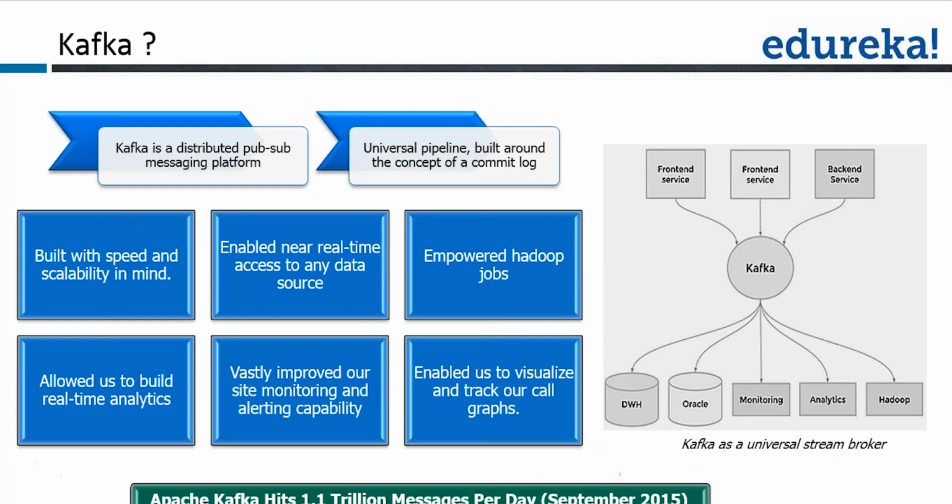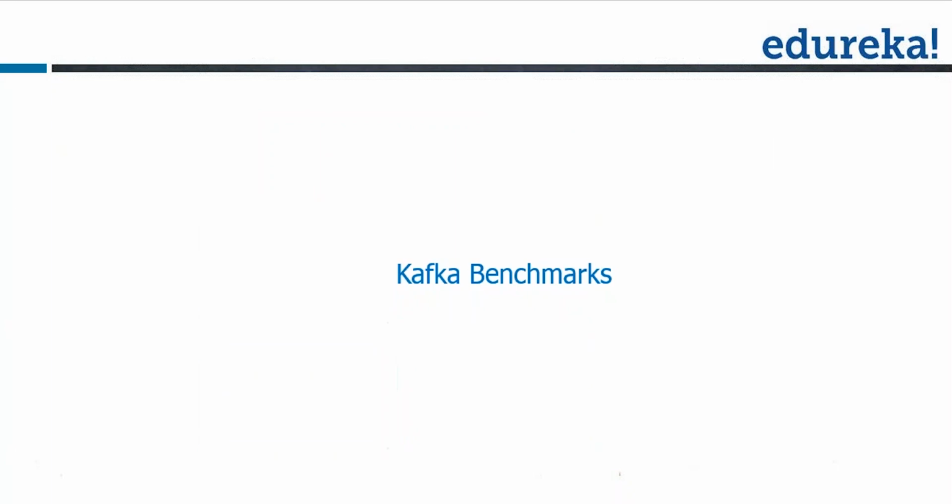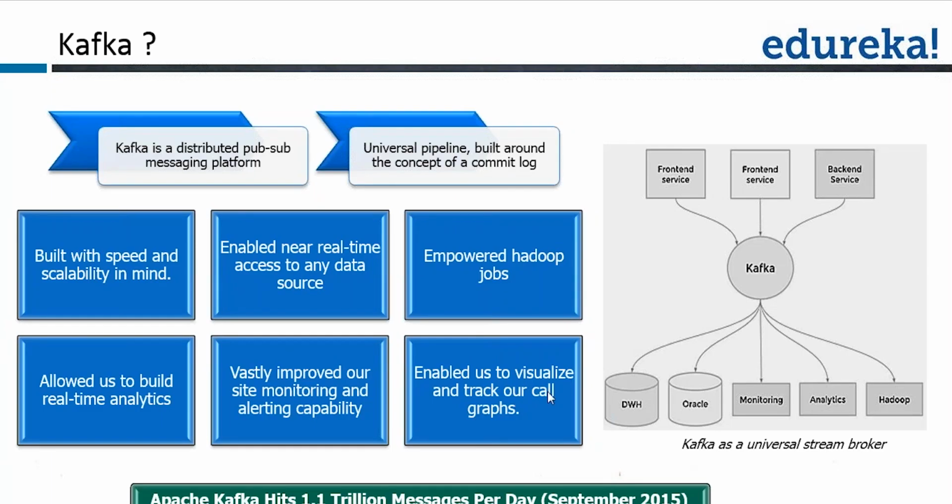It is always easier for a tool to analyze in real time and tell you, okay, this particular system's memory is always increasing. That kind of analytics you can do with real-time processing engines like Storm or Spark. It also enabled us to visualize and track our call graphs. When you have that data and the CDR, you can get your call graphs, and see how the call stack trace is getting captured.